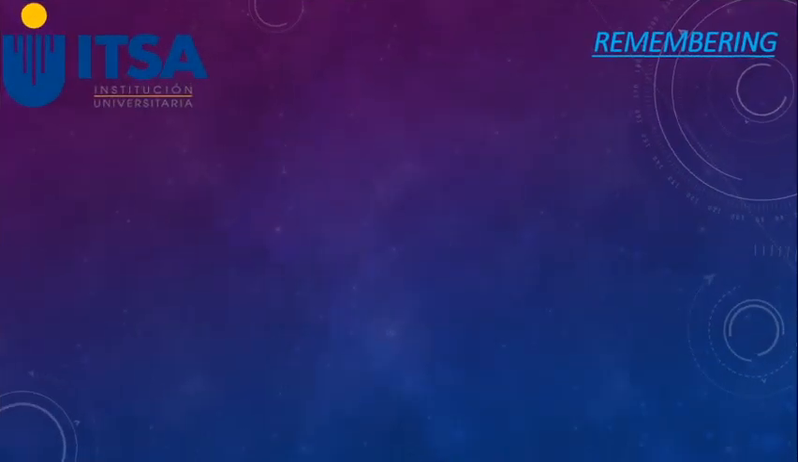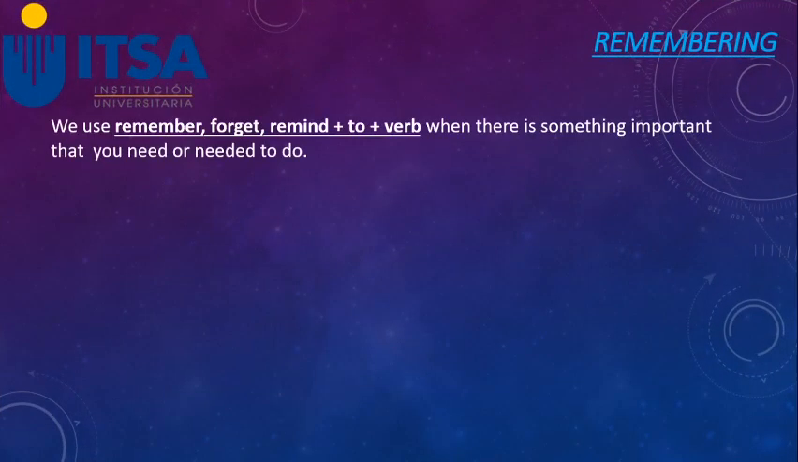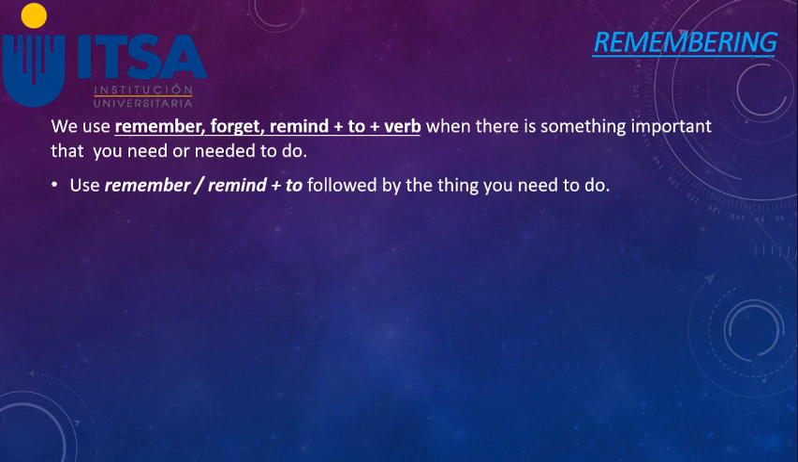Well, we are going to start with remembering. We use some verbs to talk about things that we have in mind again. For example, we use remember, forget, or remind plus to plus a verb when there is something important that you need or you needed to do. For example, we use remember or remind plus to followed by the thing that you need to do.